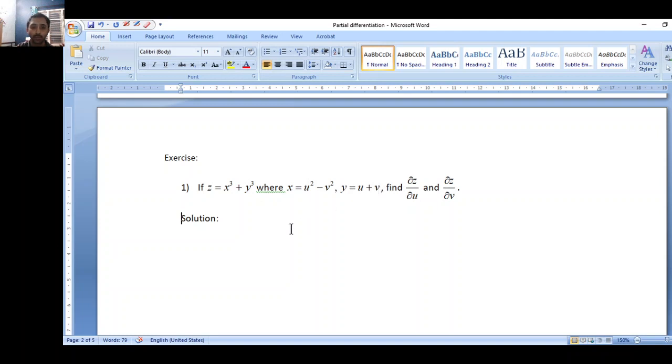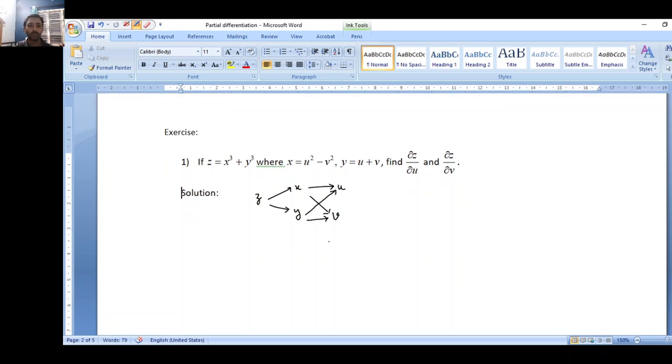To begin with, we'll try to represent this relation between z and x and y in terms of u and v using the picture that we have learned in the previous session. So as we can see here, z depends on x and y, and x depends on u and v. So I'm going to have two arrows from x to u and v, and y also depends on u and v. So accordingly, we'll put two more arrows from y to u and v.